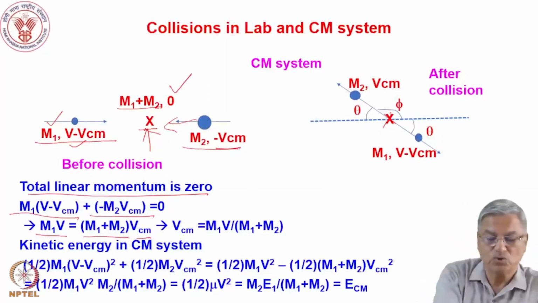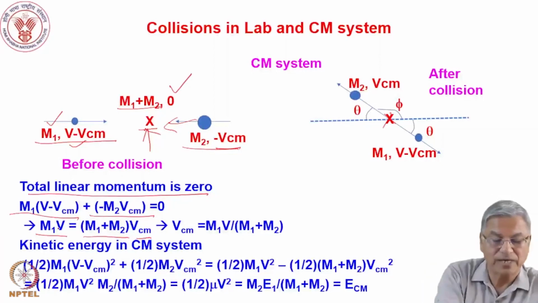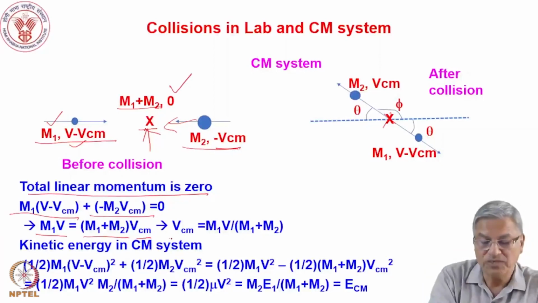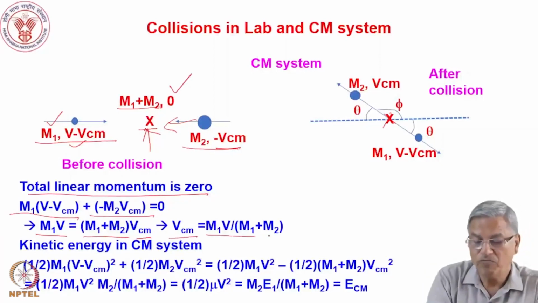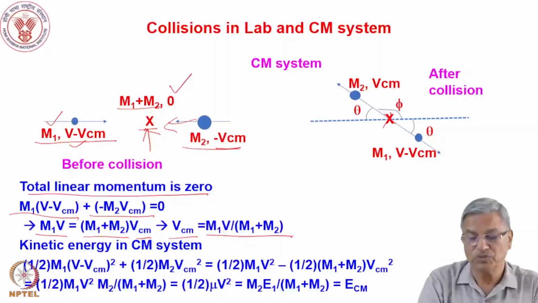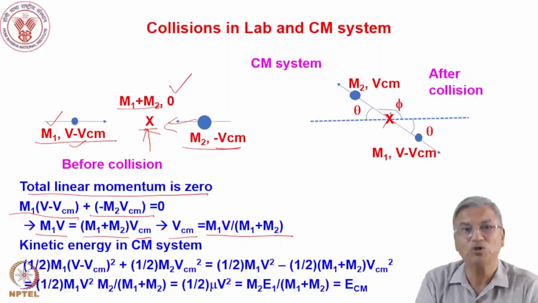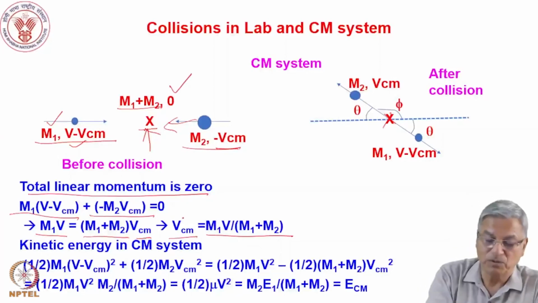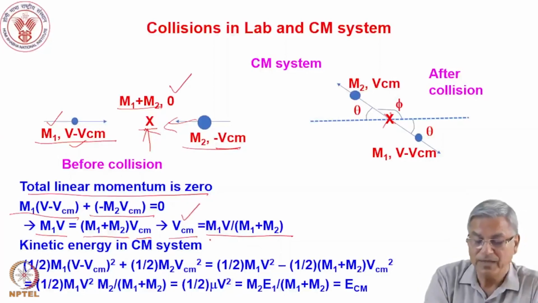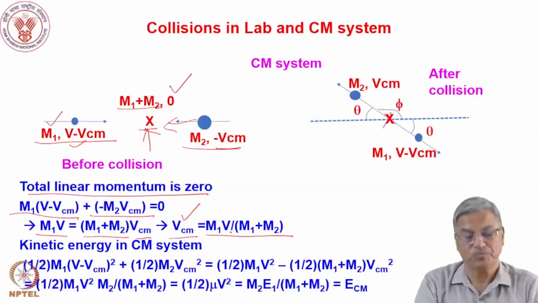So if you see the total momentum is 0, then you can write in this way. And so VCM will be equal to m1 V upon m1 plus m2. So this is the same formula which we got from the laboratory frame of reference. The velocity of center of mass is given by m1 V upon m1 plus m2.